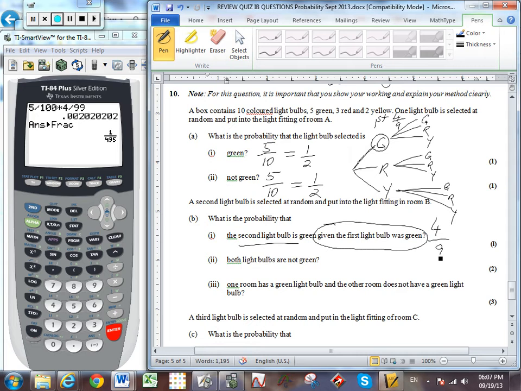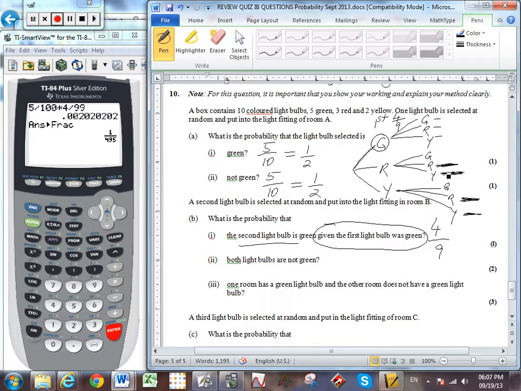Part II, both light bulbs are not green. Wow, both light bulbs are not green. So none of these possibilities are in play, because the first one was green. Alright, here we go, red, oh no, green, no, that doesn't work. Red, red, this one. Red, yellow, this one. And yellow, green, no, that's got a green. Yellow, red, yellow, yellow. Alright, so we got these 4 possibilities that we need to add together.